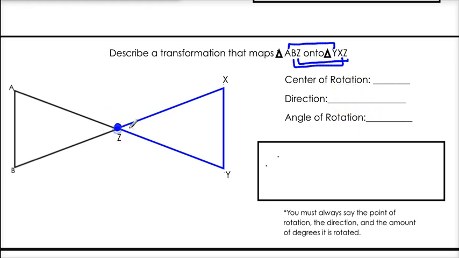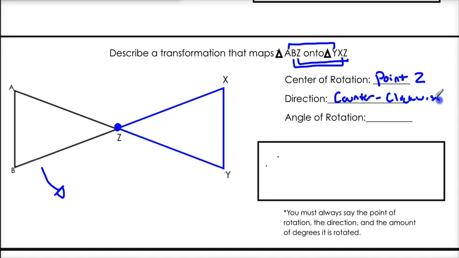Let's see, my center is going to be at Z. Let's rotate around point Z. So point Z is our center of rotation, okay? That's where I want to rotate around. The direction, well, I could go in either direction, but let's go this direction, okay? We're going to the left, and so that's going to be counterclockwise. Could I go the other way? Sure.